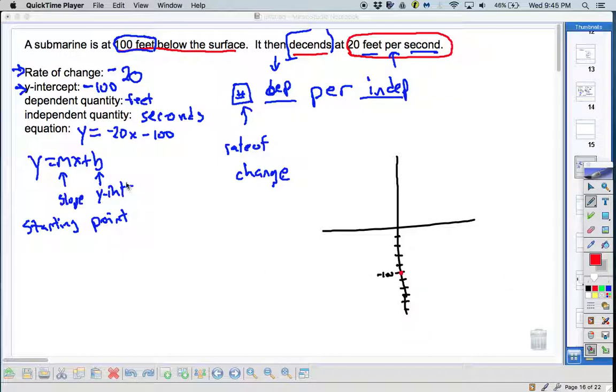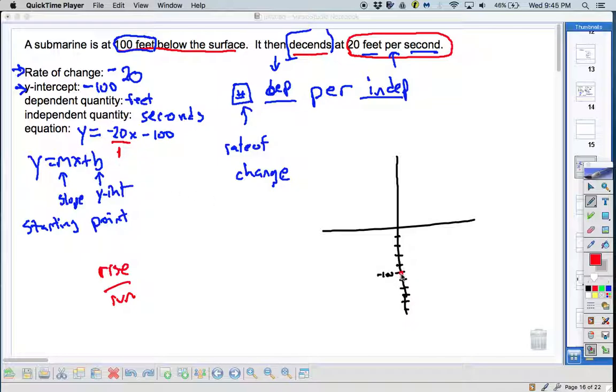Okay, the next thing is we're going to take the slope. And the slope says that we're going a slope of negative 20. Well, remember, we need a fraction because it's going to be rise over run. So we're going to put this over 1, because anytime we're missing the bottom of a fraction, we can put it over 1. So we got negative 20 over 1.